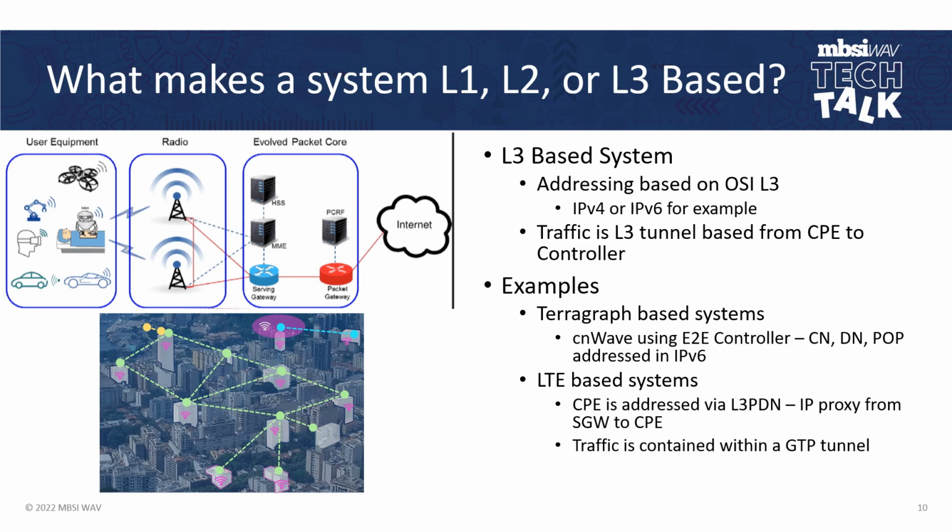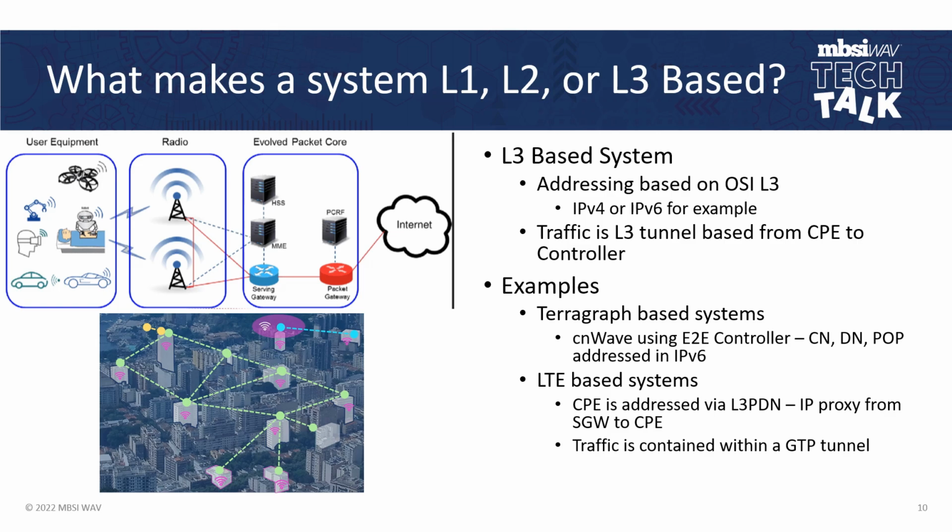What makes the system layer 3 based is addressing based on the OSI layer 3 model. For example, with IP version 4 or IP version 6 addresses, the traffic is tunnel based, from a CPE, a customer premise device, back to the controller on the network. Examples of this are Terragraph based systems. Another example is cnWave, which uses an E2E controller. The connection nodes, the distribution nodes, and the POP nodes are addressed in IP version 6.